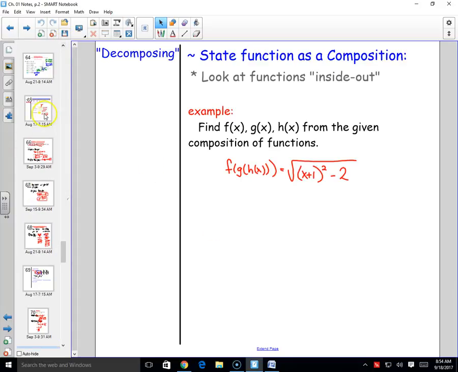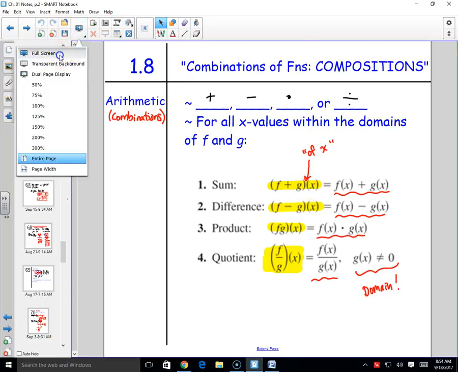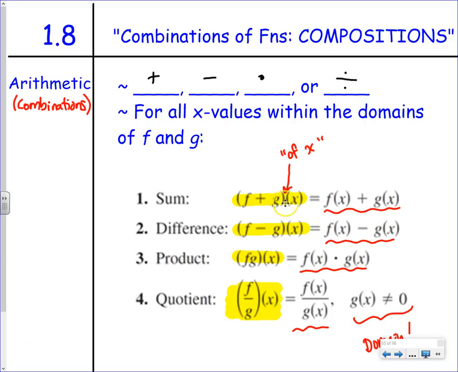why I even highlighted these formulas and said, hey, when you see this, what do you have to remember that the parentheses don't mean? Good. The parentheses don't mean multiply. They mean "of," like function notation. So this isn't f times x. It's take f of x and add in the g of x.